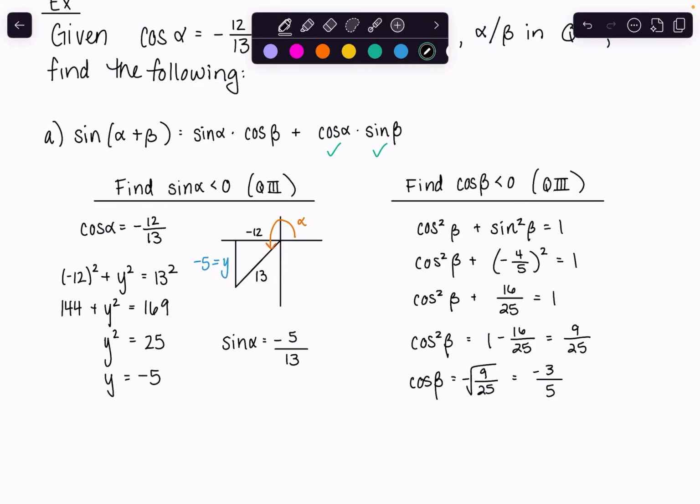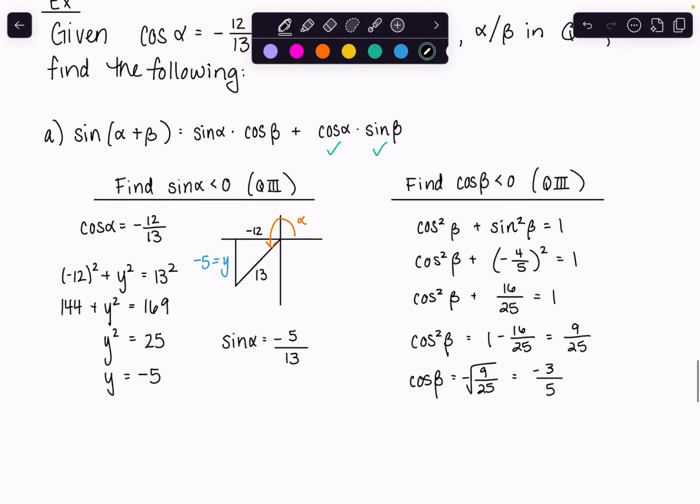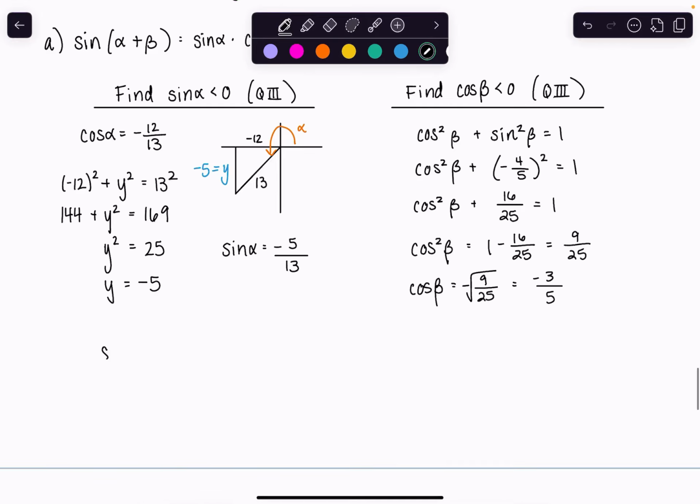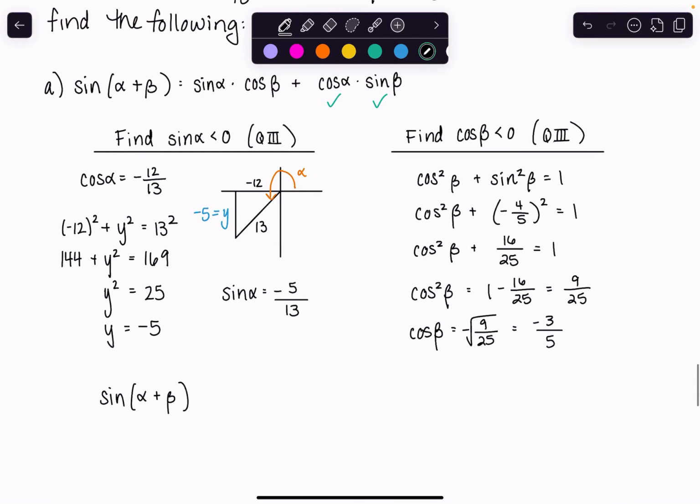Okay. So I have the two things that I need. I now can go ahead and find sine of alpha plus beta. Keep the formula in view. Sine of alpha is negative 5 over 13. Cosine of beta is negative 3 over 5. Okay. Cosine of alpha is negative 12 over 13. And then sine of beta is going to be negative 4 over 5.